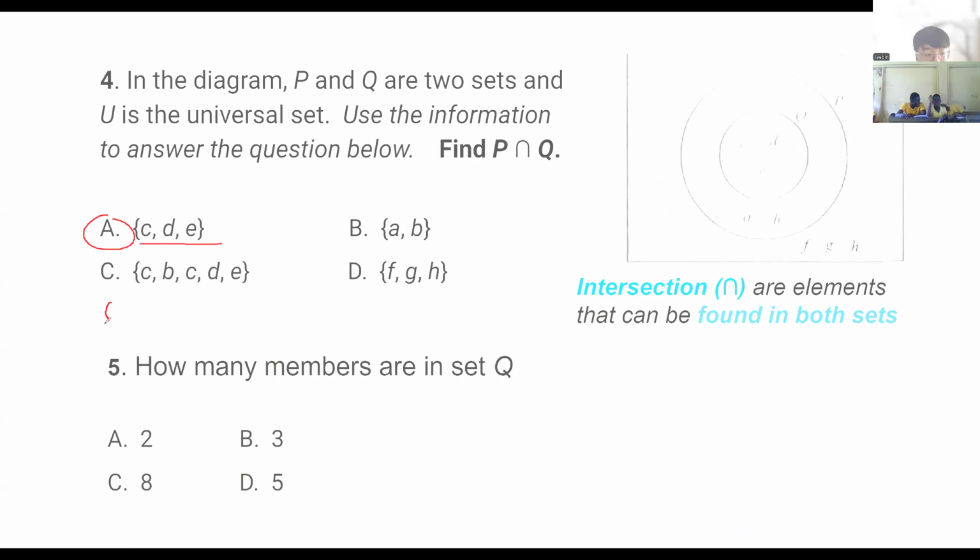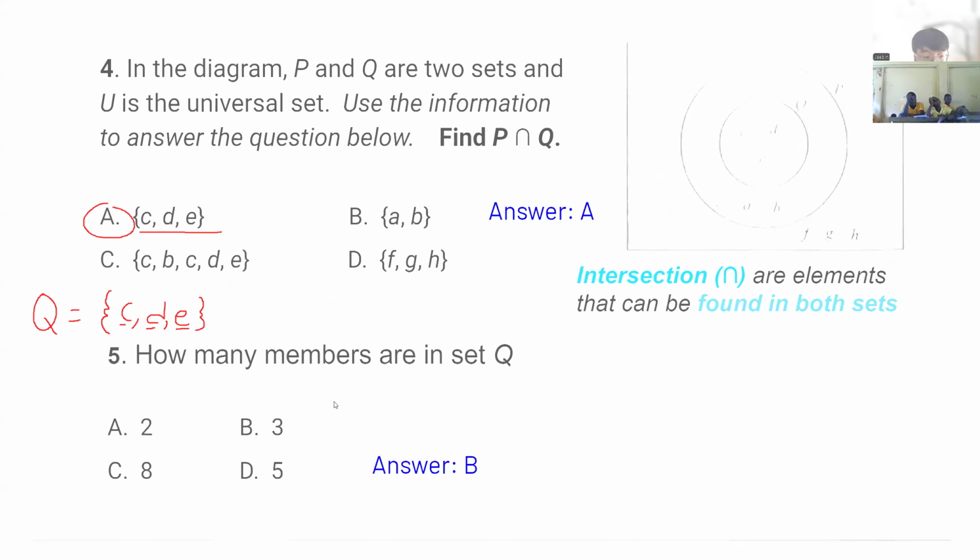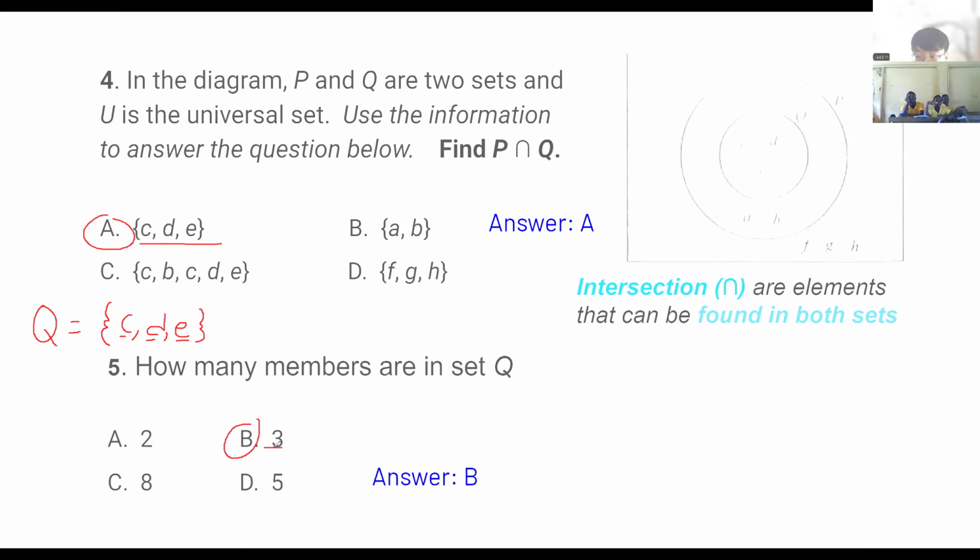If you set a bracket and you say C, D, and E, and then you say Q is equal to this set, these are the three elements that are inside Q. So the answer for 5 is 3 elements. Since we have C, D, and E, those are 3 elements.